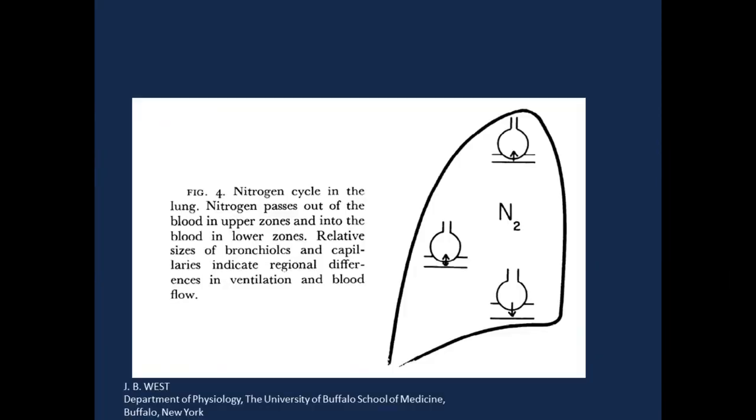So John West studied in the 1960s the distribution of gases across the lung. And in this graph, you have the nitrogen, and the nitrogen actually is dynamic, moving in and out through the lung. For example, the upper part of the lung is getting nitrogen from the blood, and in the lower, basal part of the lung, the blood is getting nitrogen from the alveoli, and the net balance is 0. So there is dynamic movement of the nitrogen pressures between blood and lungs.